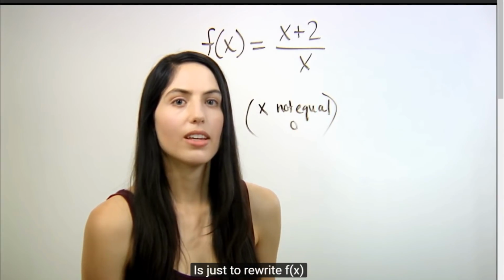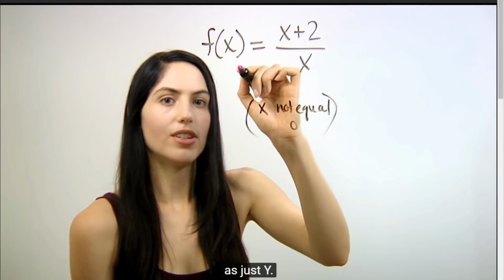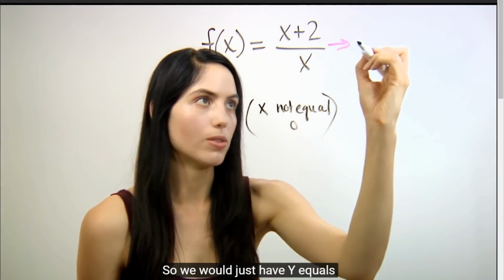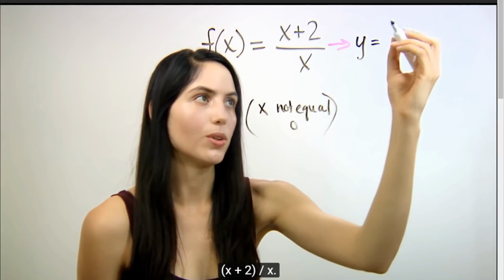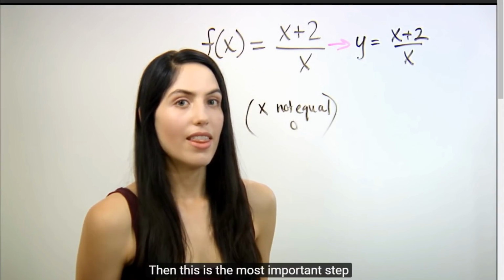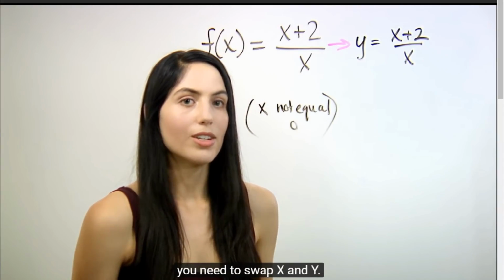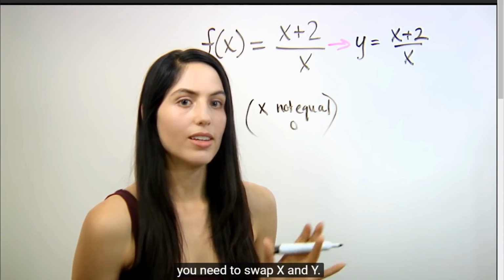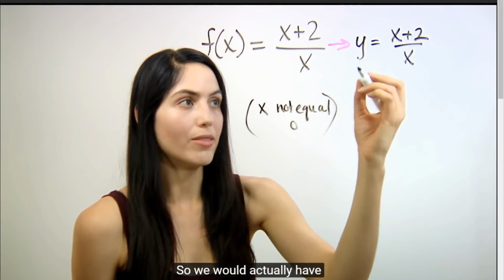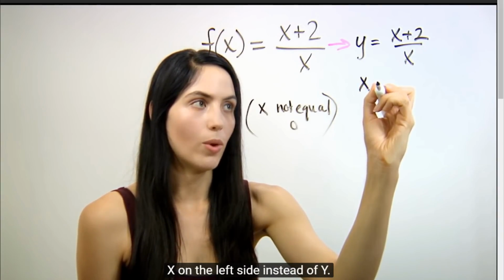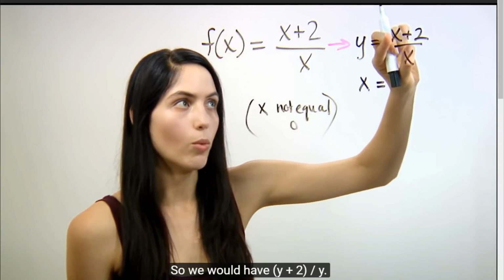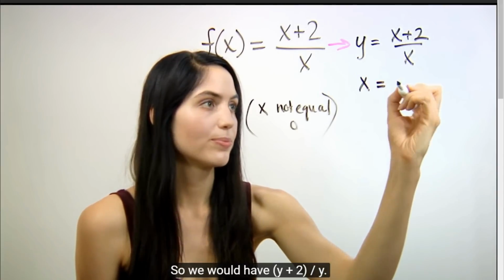The first step is just to rewrite f of x as just y. So we would just have y equals x plus 2 divided by x. Then, this is the most important step, you need to swap x and y. So you switch x and y everywhere they appear. So we would actually have x on the left side instead of y. Here on the right side, replace x with y everywhere. So we would have y plus 2 divided by y.